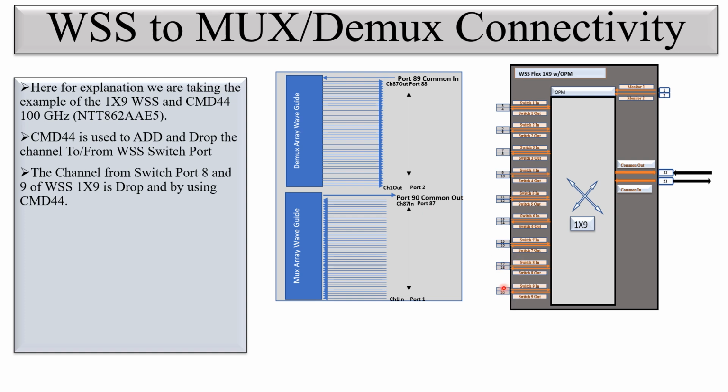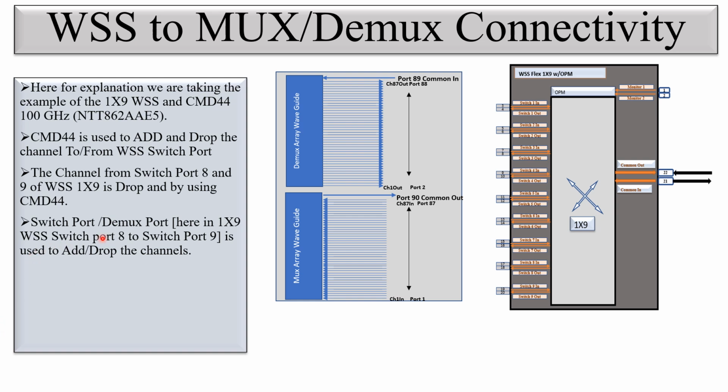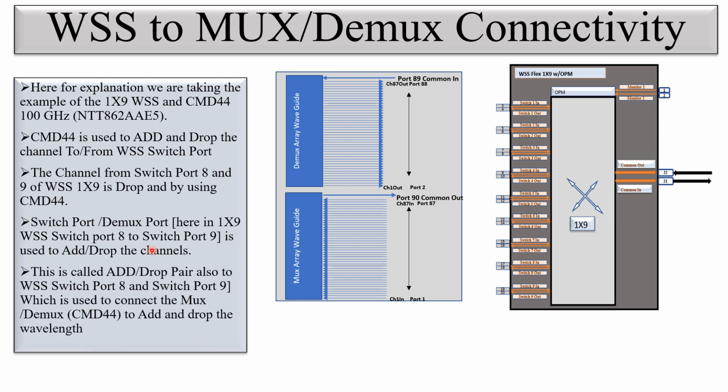Let's see how it is connected. In the 1x9 WSS, switch port 8 and switch port 9 are used to add and drop the channels. This is also called the add drop pair. These two ports of the WSS, switch port 8 and switch port 9, also called the add drop pair, are used to connect to the MUX DMUX CMD44 to add drop the wavelength. So, WSS to MUX DMUX connectivity.